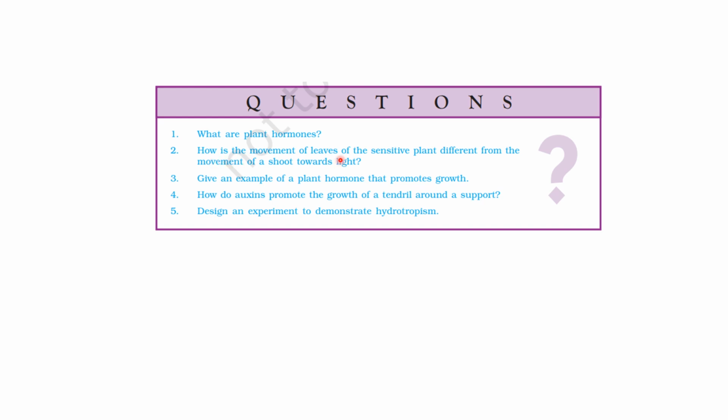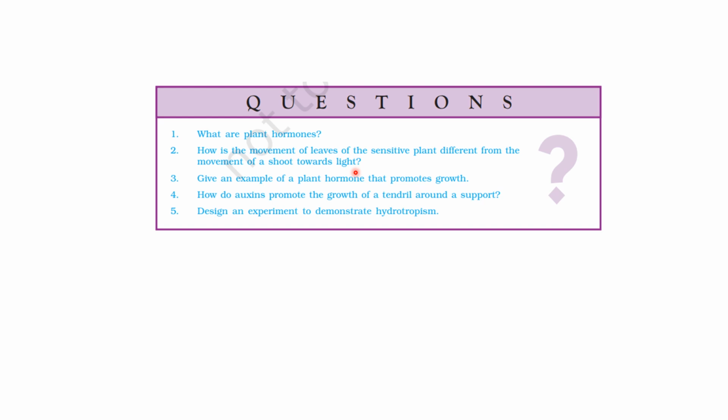Second is, how is the movement of leaves of the sensitive plant different from the movement of a shoot towards light? ठीक है. See, अगर एक sensitive plant है like Mimosa pudica, so it is a rapid non-directional movement called nastic movement. Okay, it will occur due to changes in turgor pressure in response to touch. Okay, and it is not dependent on the direction of the stimulus, right?